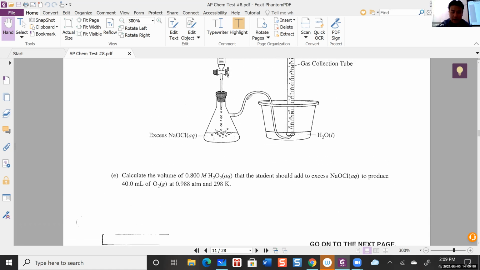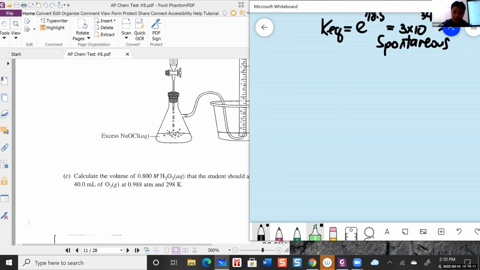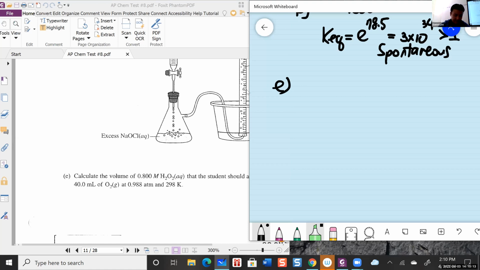Calculate the volume of 0.8 molar hydrogen peroxide that you should add to produce this. This is stoichiometry. So you just need to write down the equation. So let me put that here, part E. Part E is how many points? Let's see. Part E is 2 points, okay? So this is gas stoichiometry. It's not hard, okay? So let's look at the equation.